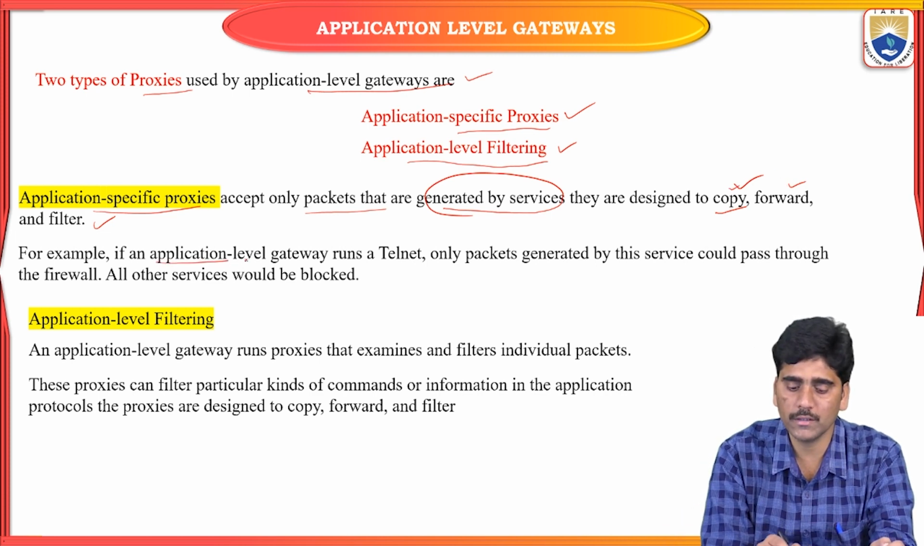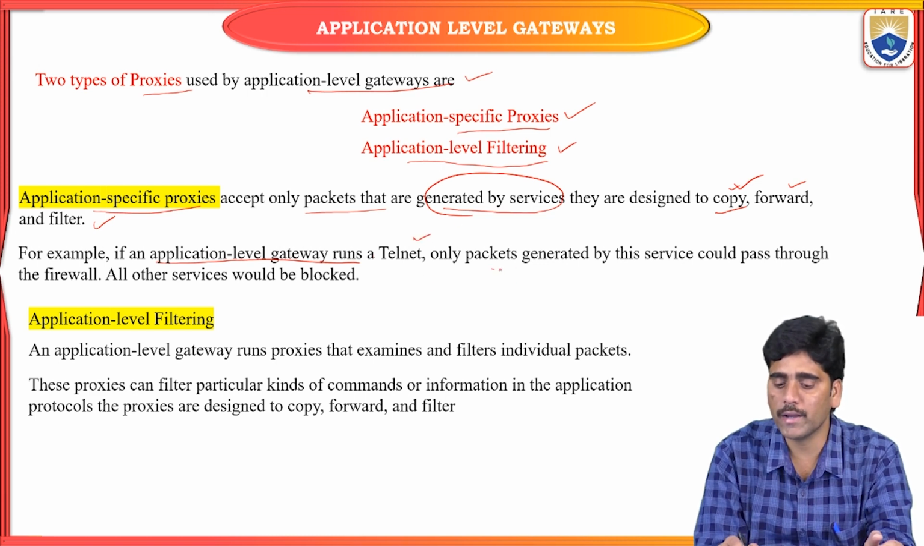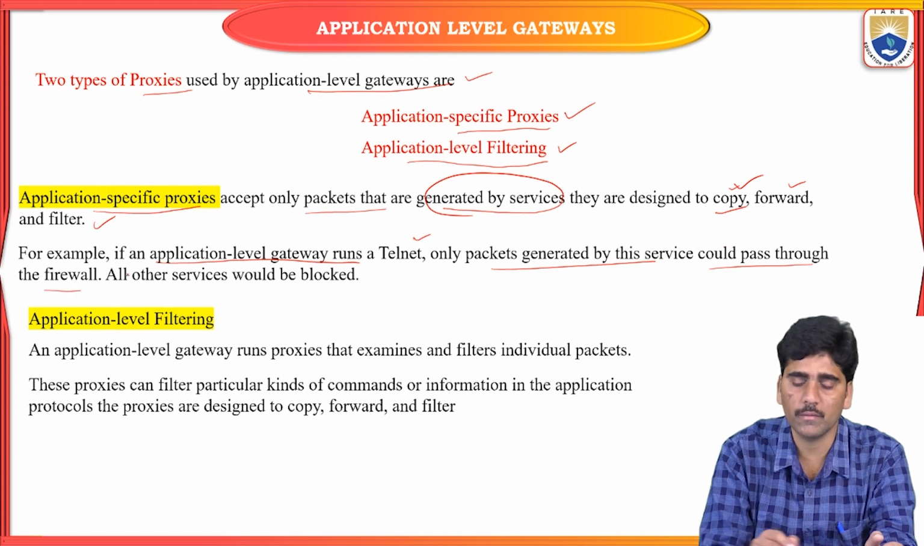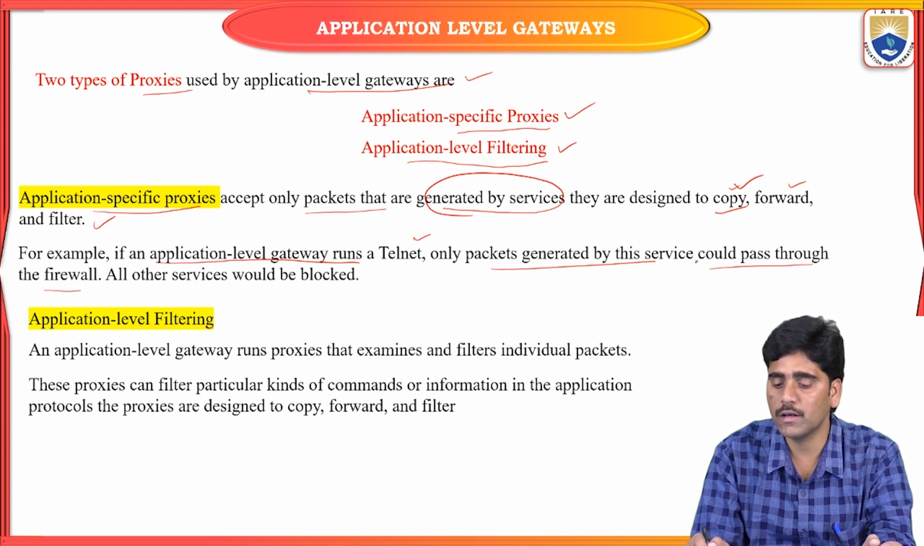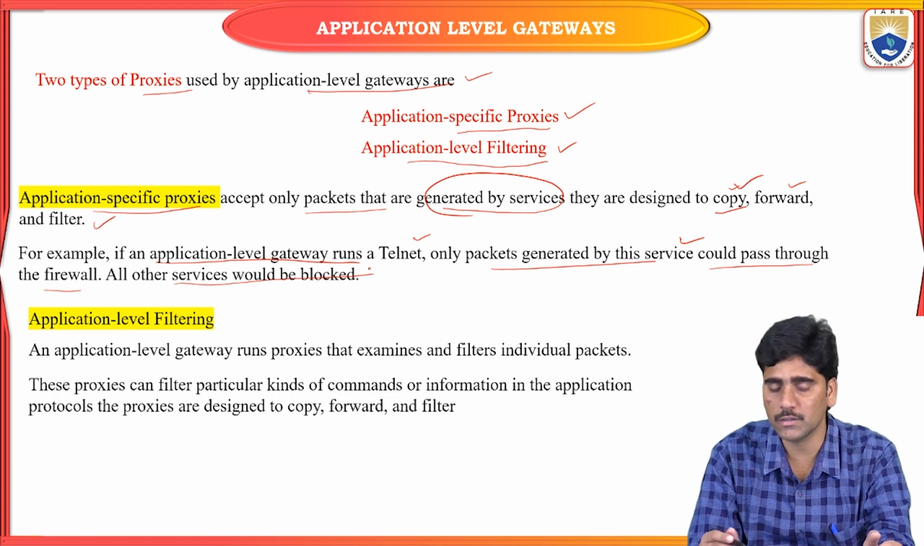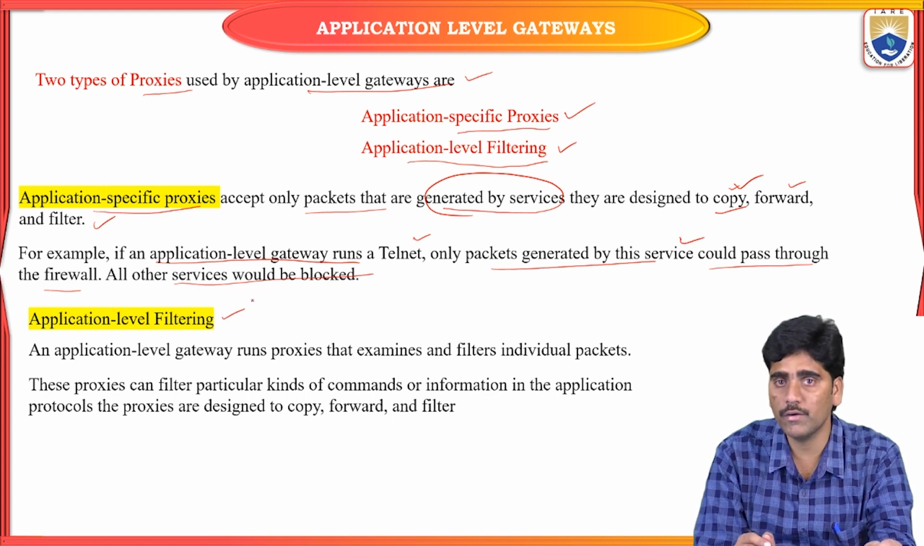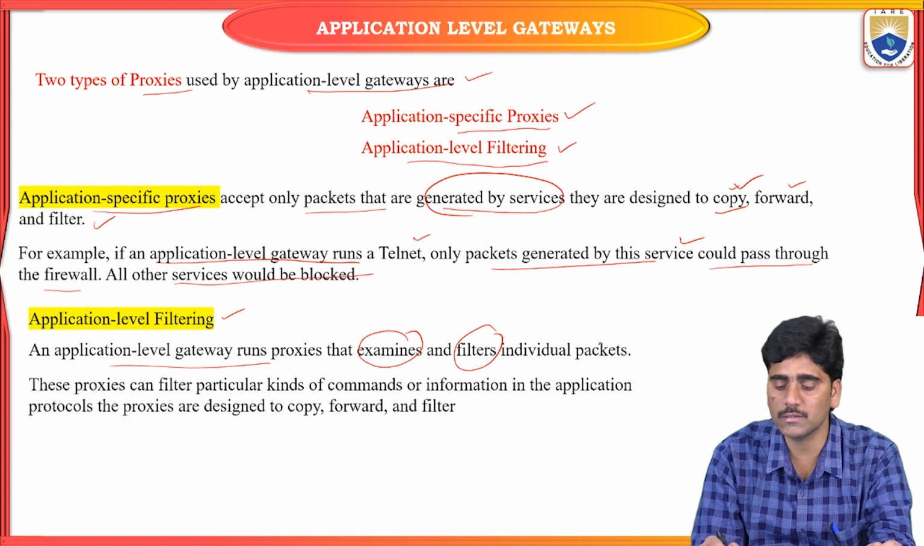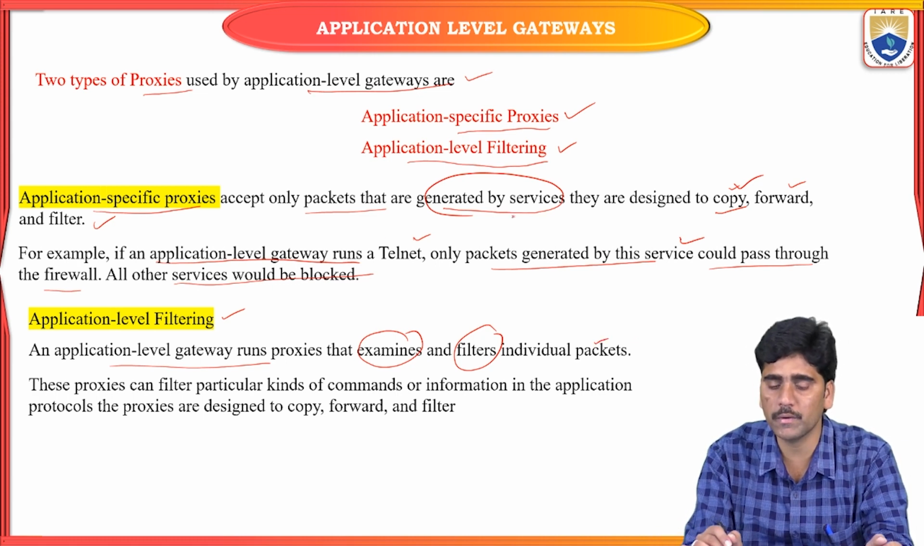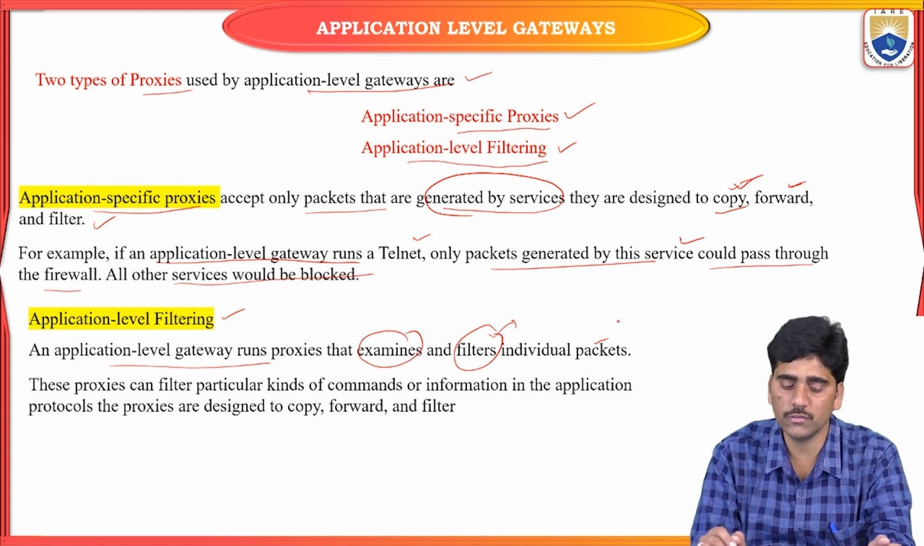For example, if an application level gateway runs telnet, only packets generated by this service could pass through the firewall. Only packets related to this service are transmitted to the firewall. All other services would be blocked. And similarly, application level filtering: the application level gateway runs proxies that examine and filter each and every individual packet. So application specific proxies accept only packets generated by services they are designed to copy, forward and filter, but here it examines each and every packet and filters the individual packets.